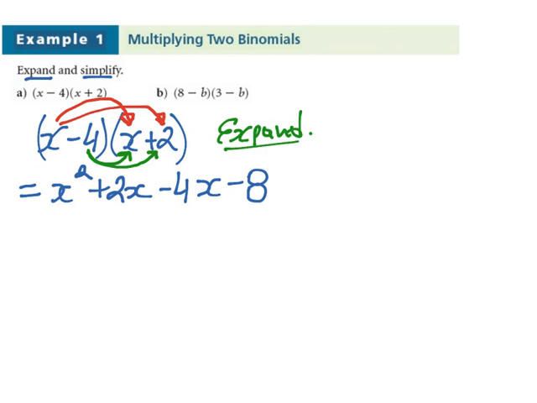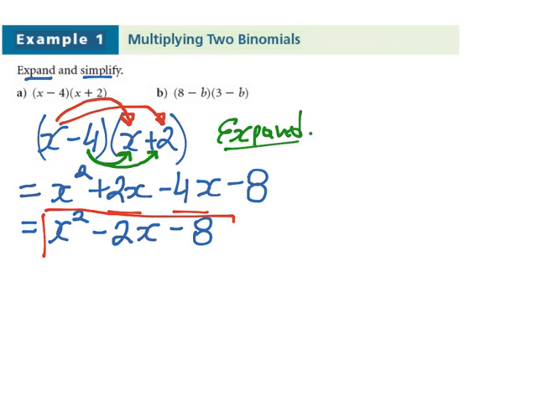Then we're going to simplify. And simplifying is that we're going to collect like terms. The 2x and the negative 4x are like terms because they have the same type of variables, the same type of letters. The x squared is not the same term because it has a squared. So we're going to copy down x squared, and we're going to add 2 with negative 4. 2 and negative 4 gives you negative 2. Copy down the x, and copy down the negative 8. And our answer, when we simplify and expand, is x squared minus 2x minus 8.